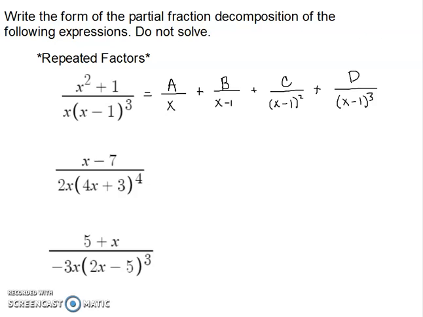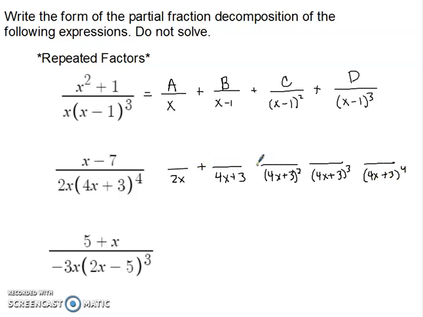So go ahead and take a moment, pause the video, and set up the form for the following two fractions for fraction decomposition. So I would have 2x, I would have 4x plus 3, I would have 4x plus 3 to the second, 4x plus 3 to the third, and 4x plus 3 to the fourth. I would be adding all of these fractions, and since all of my factors have a degree of 1, I would have no x's in my numerators, just a, b, c, d, and e.